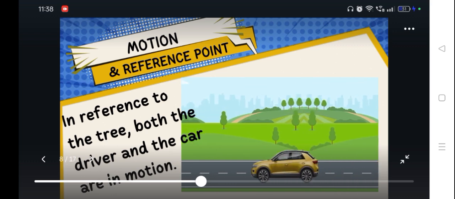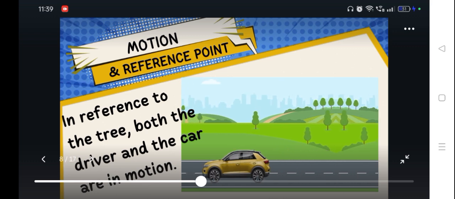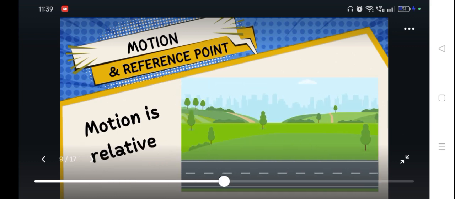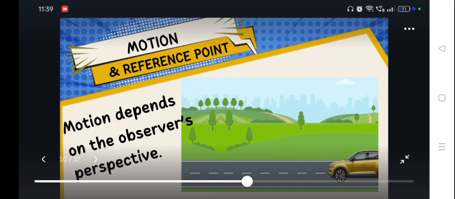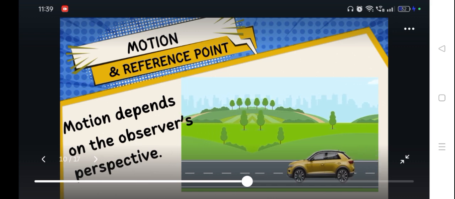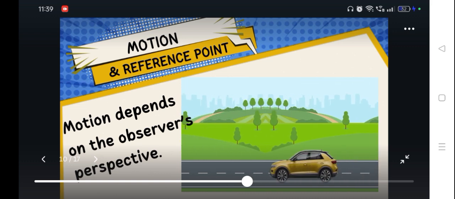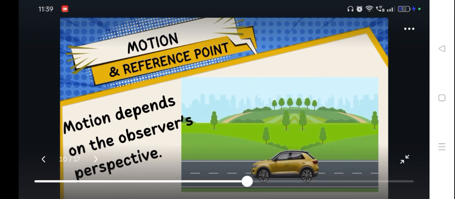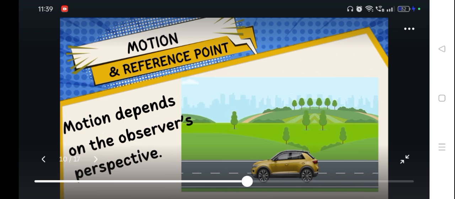So which one is really in motion, the driver, the car, or the tree? The answer to that question is that motion is relative, meaning motion depends on the observer's perspective. So in that situation, based on a certain reference, the car is in motion. And it's also correct to assume that in another reference, the tree as well is in motion.